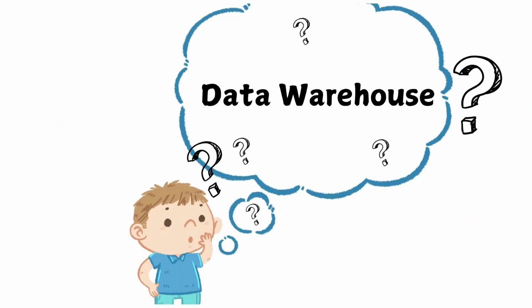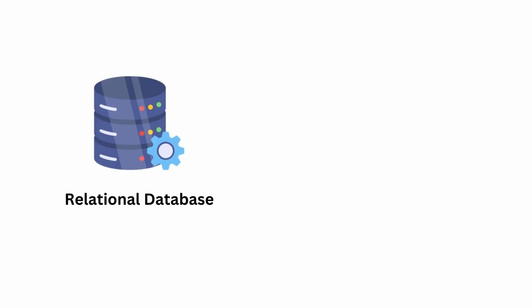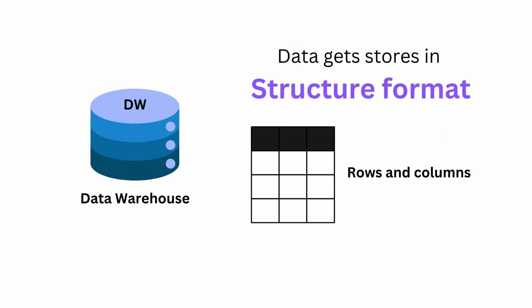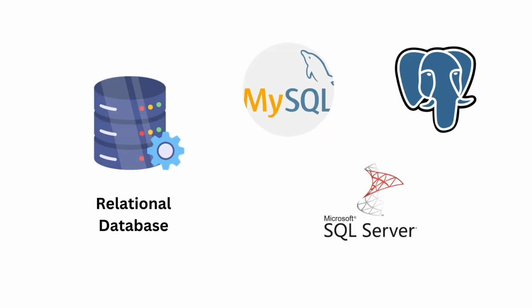Data warehouse. What exactly is it? You might have heard this term often, but let's break it down in the simplest way possible. Think of it as just another relational database, but with a key difference: it's designed specifically for analytics. A data warehouse stores structured data in rows and columns, just like MySQL, Postgres, or SQL Server. But here is the important part.